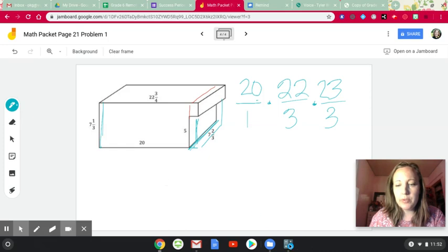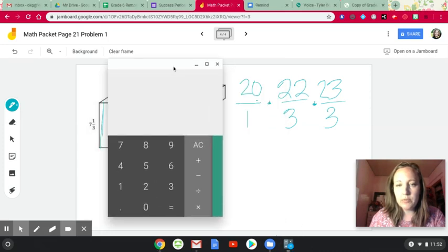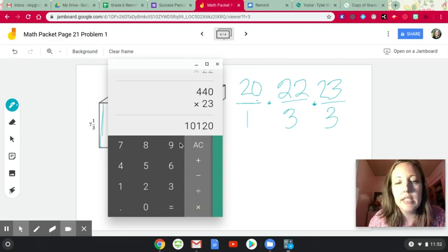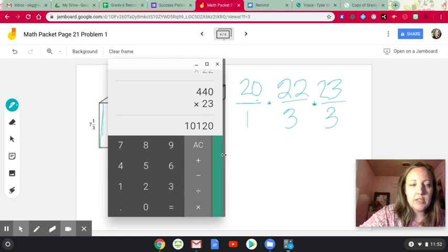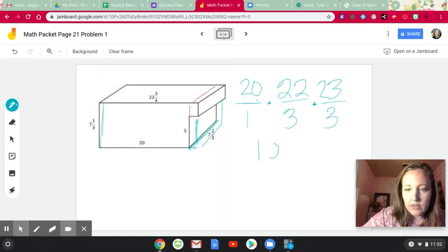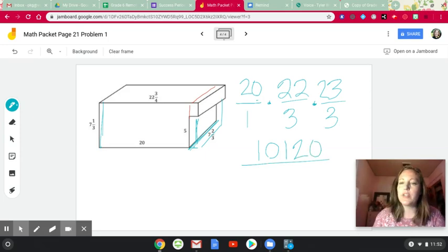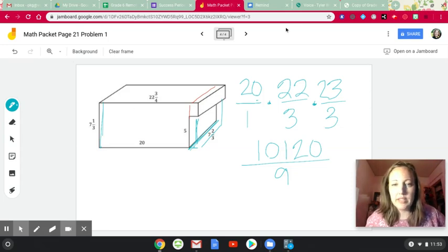I am going to open up my calculator here, and I am going to multiply the numerators together. So I'm going to take 20 times 22 times 23. We know it's not 8,006. It is 10,120. I'm just going to write that down here. 10,120. Okay. And I know the denominator is 9: 3 times 3 times 1 is 9. I'm going to leave that improper for right now. We'll see why in just a second.